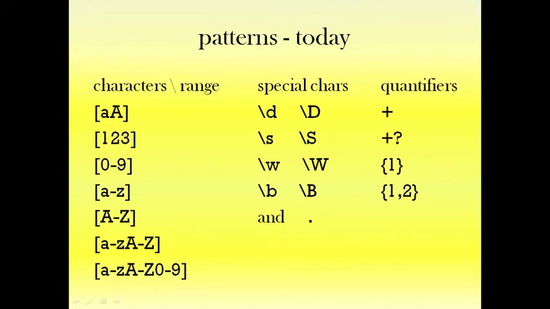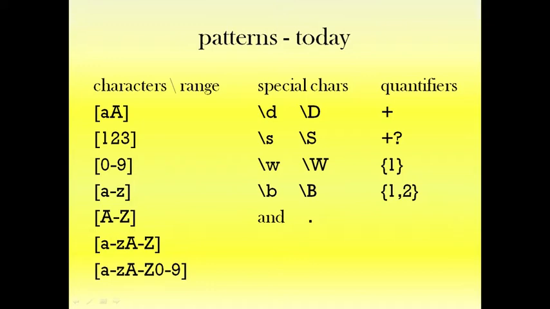So we have characters, like letters and numbers, and if we want to choose a character, we can write that in square brackets. Now if we don't want to write every single number or every single letter, we can use a range. For example, lowercase a to z will cover every lowercase letter. There are also special characters like \s for space and \d for digit. We'll look at them.